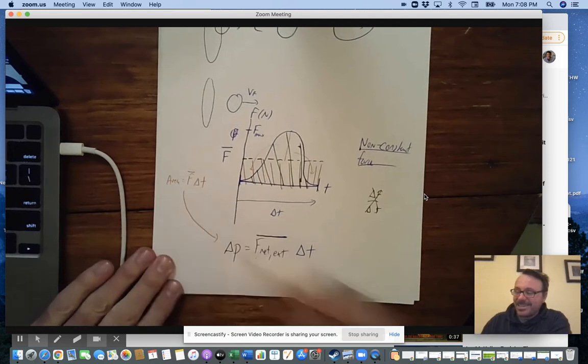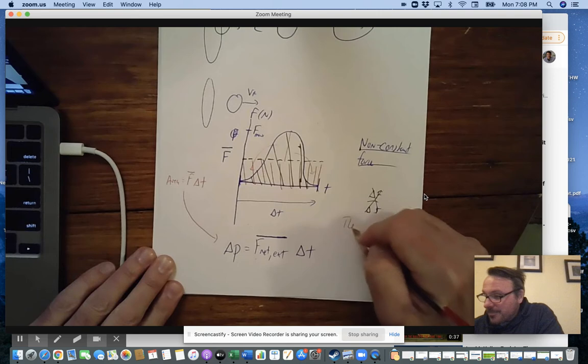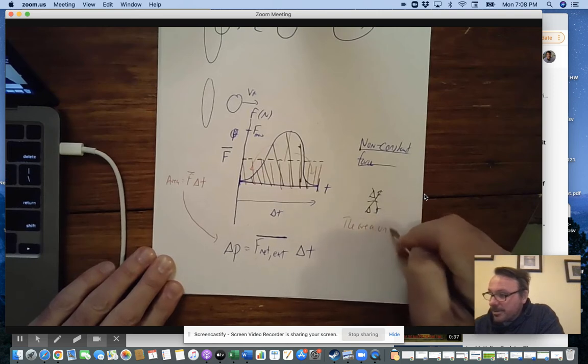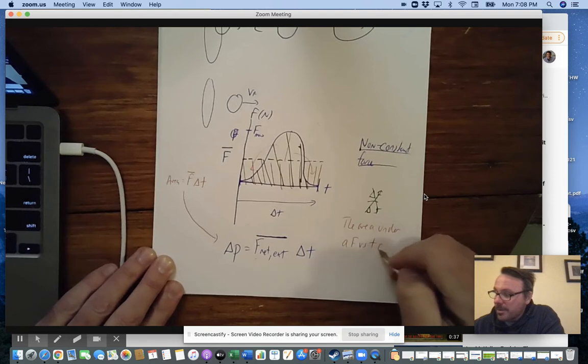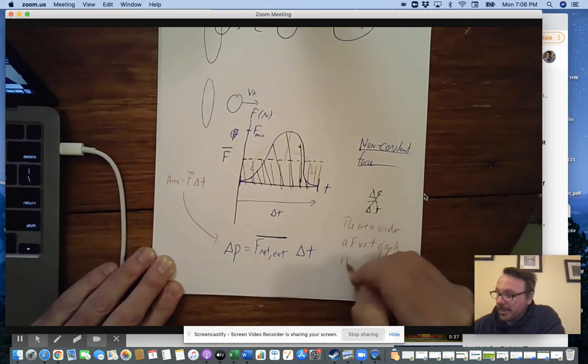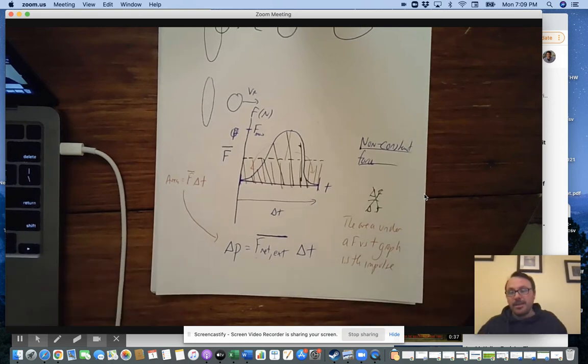Oh my God, look, it's the same equation. The area under a force versus time graph is the impulse. Okay? And so that's a fact that you're going to need to know. The area under a force versus time graph is the impulse. That's a really key idea, right?